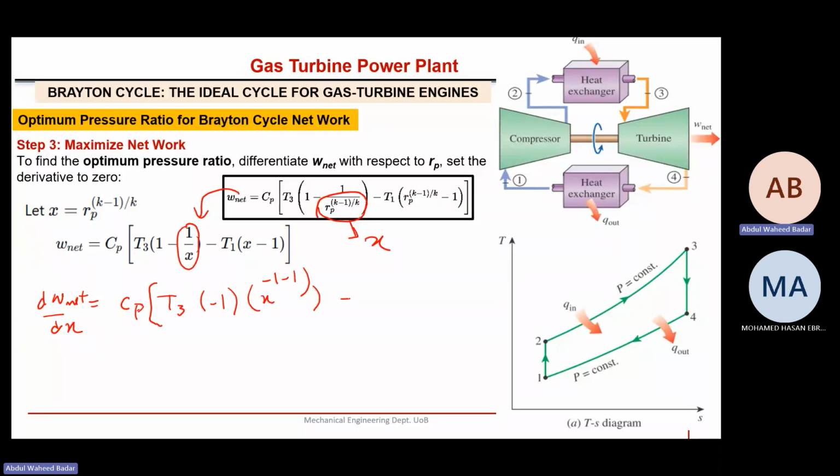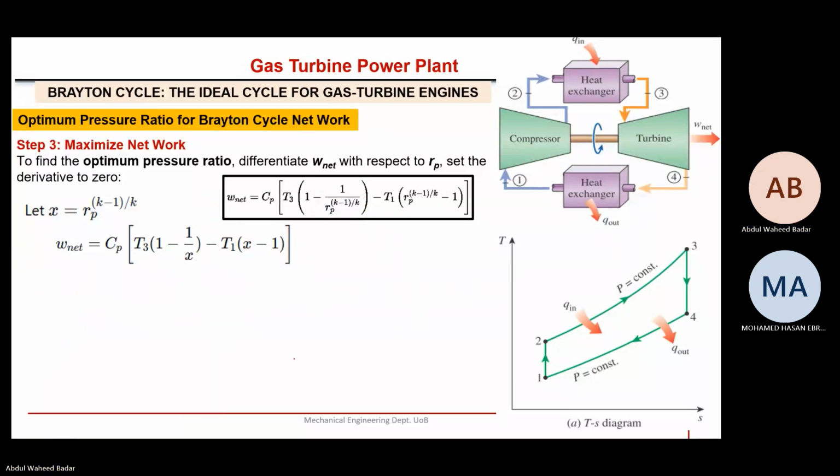Right. Then there will be this minus also. This minus will cancel with this minus. This will become 1 over x square. This part. Then here, it will be simply T1 derivative, and the other is 0. So put it equal to 0. Okay, that is done here.